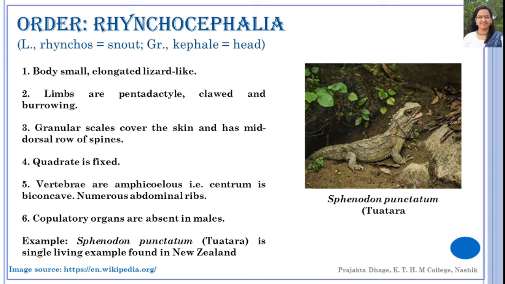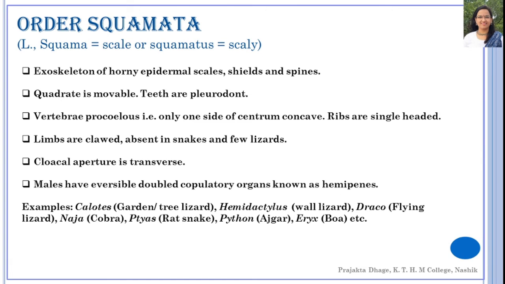Copulatory organs are absent in the males. The best example is Sphenodon punctatum. Here you can see the image of it. It is a single living example that is found in New Zealand. Okay, now let's move on to the next part, which is order Squamata. Already mentioned that all the lizards and snakes are belonging to this particular order.